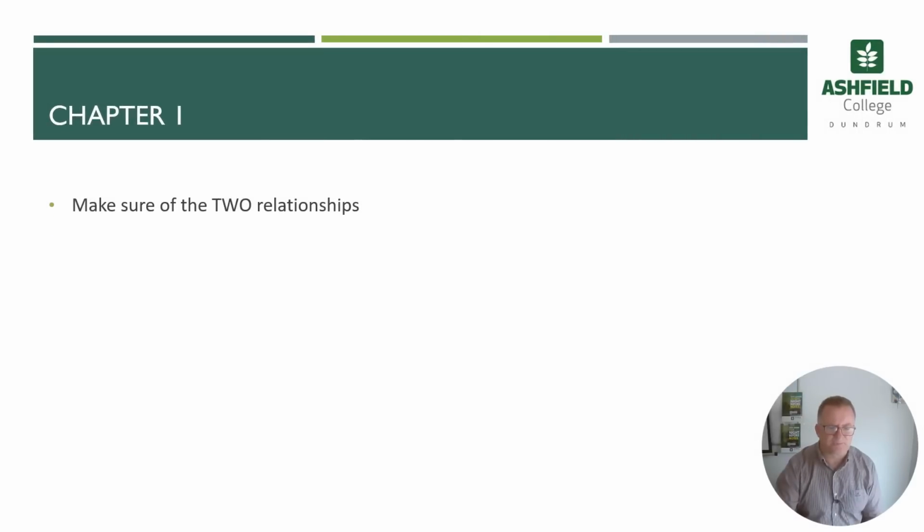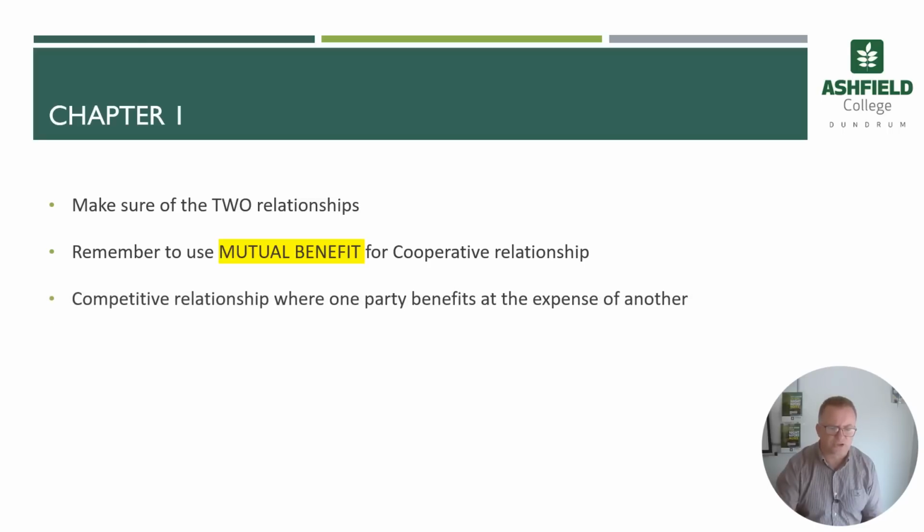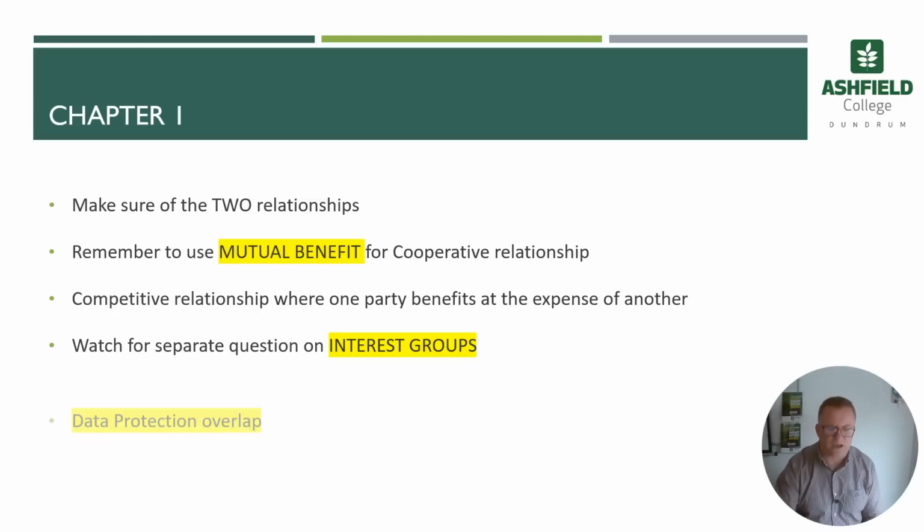In relation to chapters 1 to 7 now, 1 to 7 should be worth 45% of the paper. Make sure of the 2 relationships. Remember to use mutual benefit for a cooperative relationship. Also remember to use a win-win situation. Competitive relationship then, where one party benefits at the expense of another, that can be called a win-lose. Watch for separate questions on interest groups as well. They could be short questions, they could be long questions.